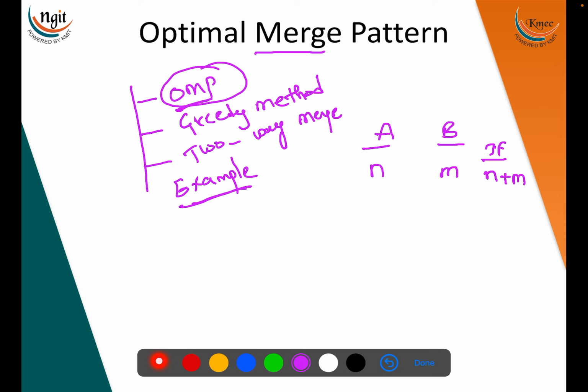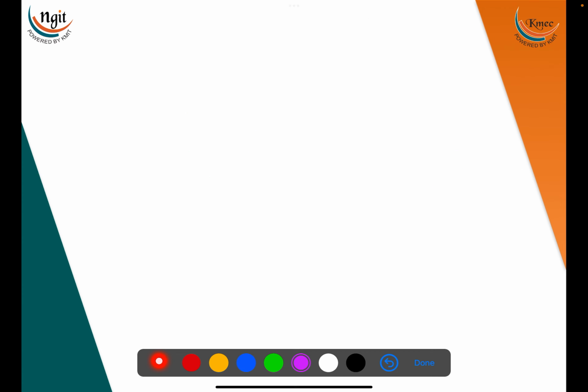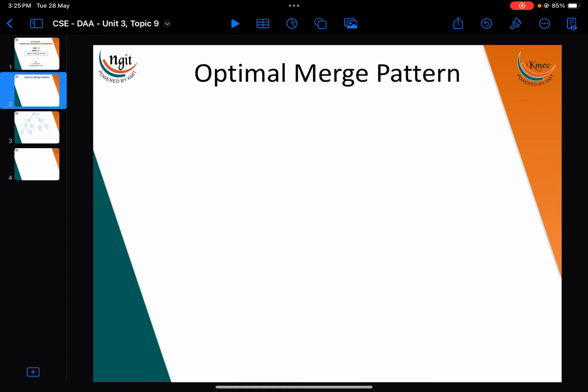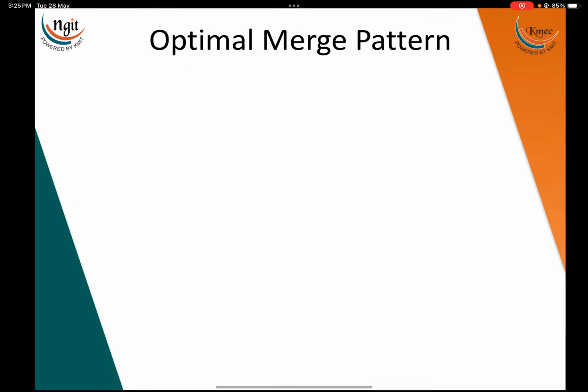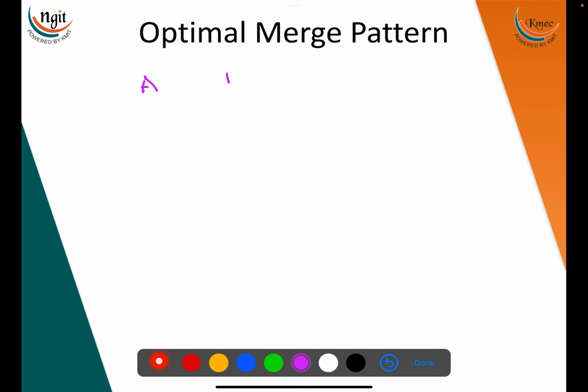We'll take an example to show you in a better way. Now assume that I have two sorted files, A and B. In these files I have some records. The records are 3, 5, 8, 9, 12, 11, 18, 16.